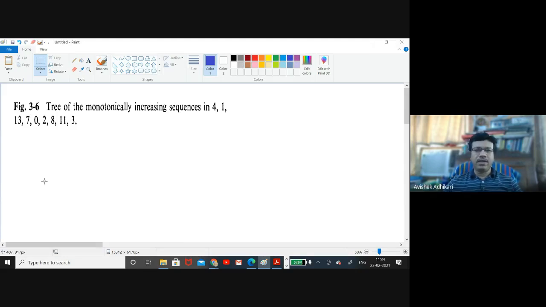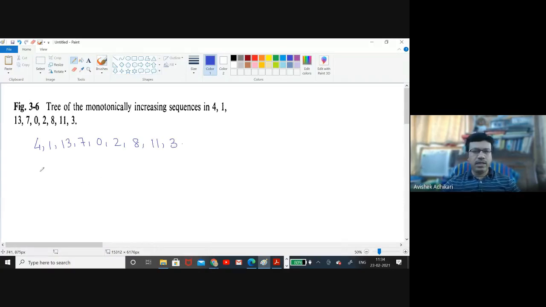In our practical life, many times we use this kind of concept, and in computer science this tree structure plays an important role. Okay, so let us first try to describe this whole thing using an example. So it's basically a sequence. Here the sequence is 4 1 13 7 0 2 8 11 and 3.